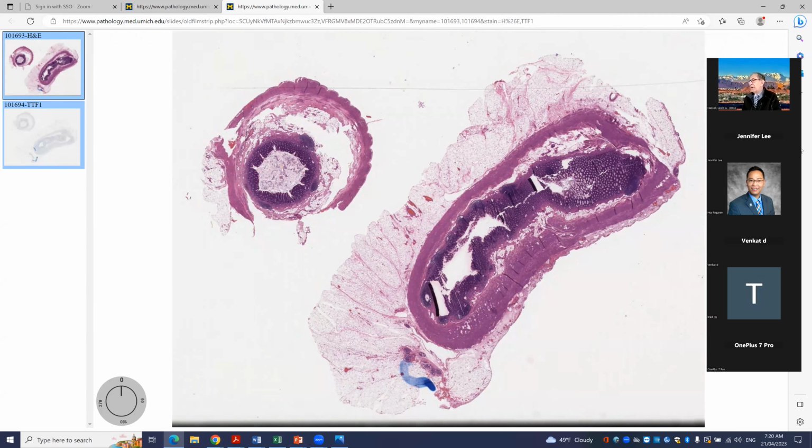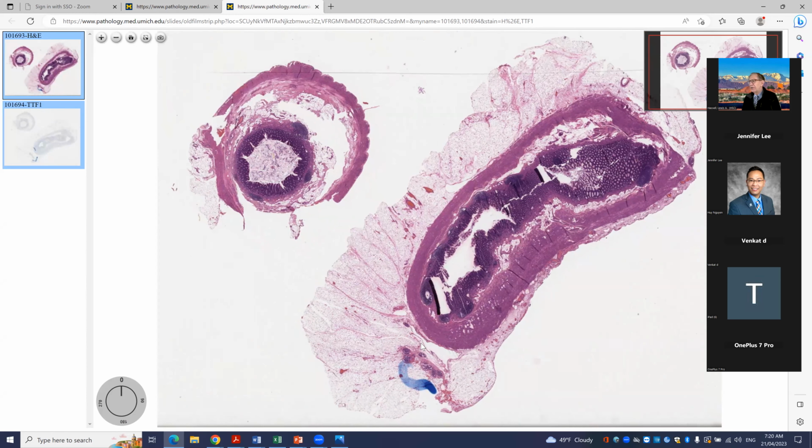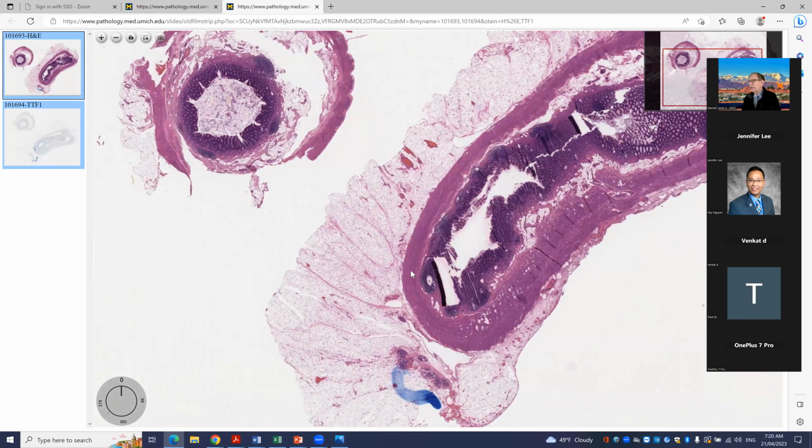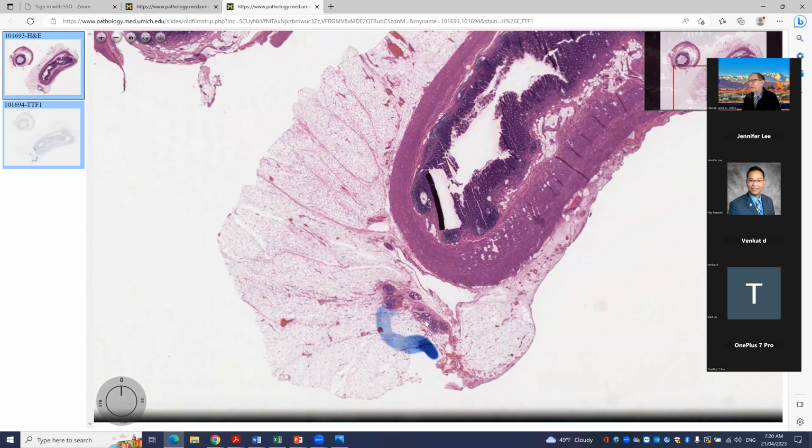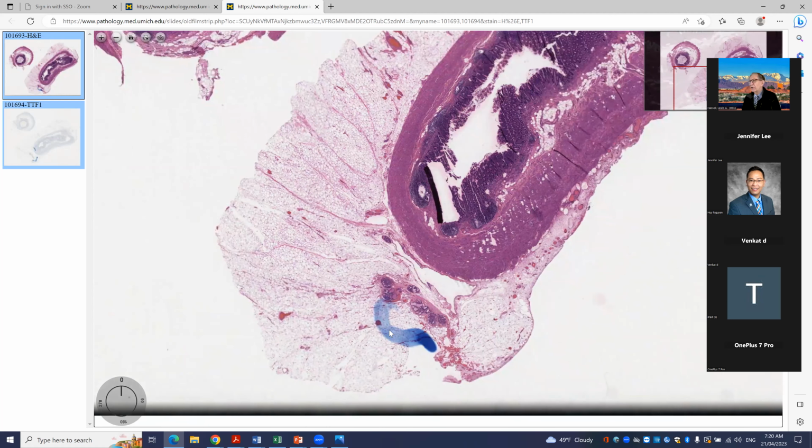So again, the appendix looks fairly unremarkable. But I think as you picked up from the blue ink here, the surgeon saw something a little bit odd here in the tip of the appendix. And so we're going to focus right down on this tissue.